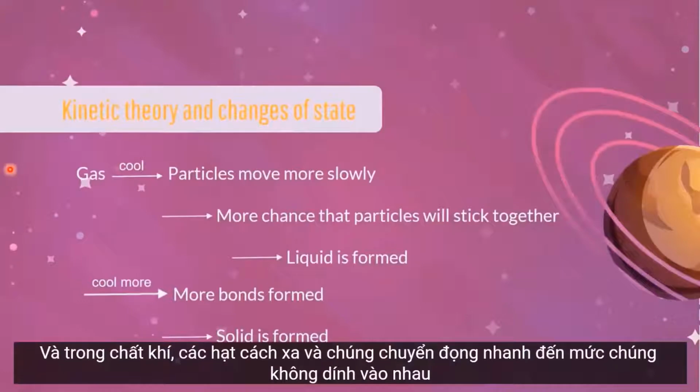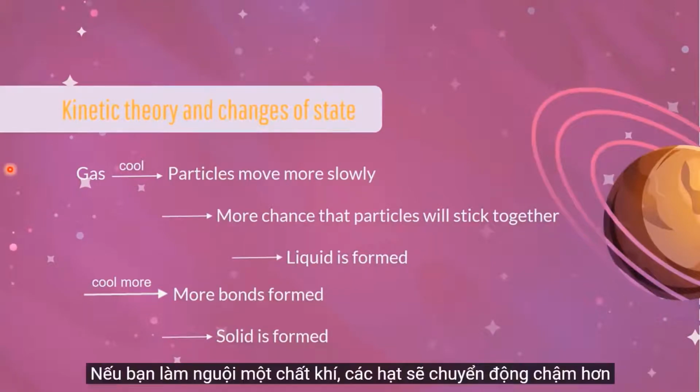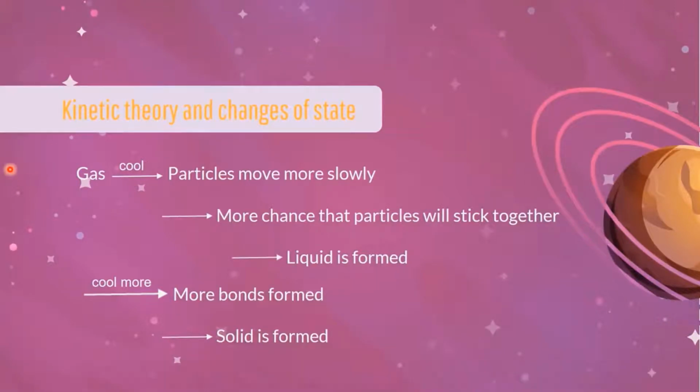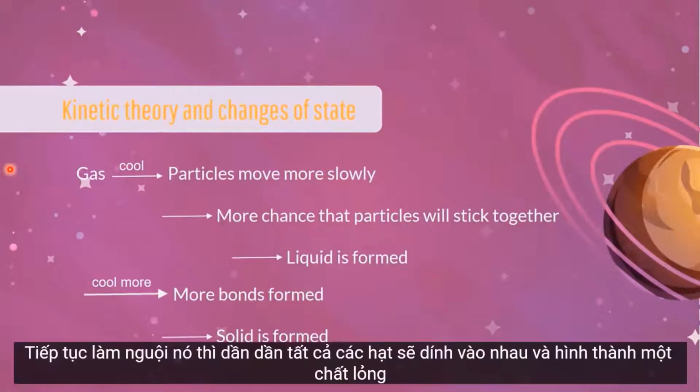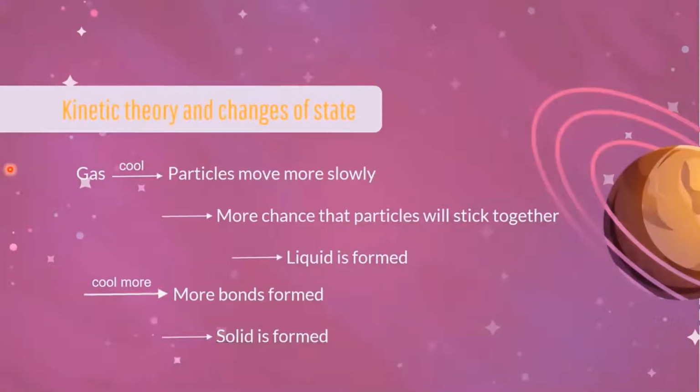And in a gas, the particles are so far apart and moving so fast that they do not stick together. If you cool down the gas, the particles move more slowly. As they collide with one another, there is more chance that they will stick together. Keep cooling the gas and eventually all the particles stick together to form a liquid.